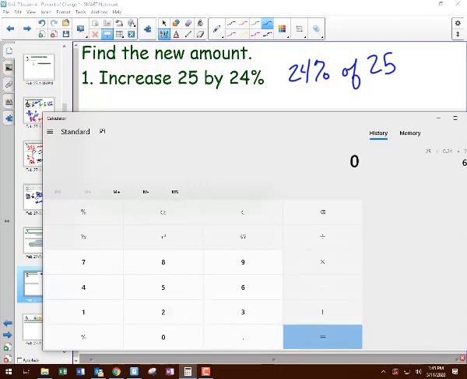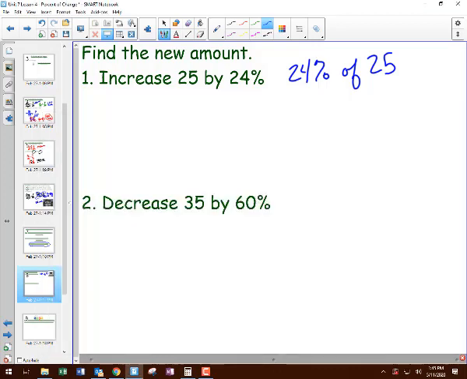Whoa, something was wrong there. Let's try this again. 0.24 times 25. Hey, that looks a little better. How about a 6? Okay, so we know that 24% of 25 is 6. Now we have to increase 25 by 6. All right, so then we come back here and we'll just add these together. And we get 31. Okay, pretty easy way.